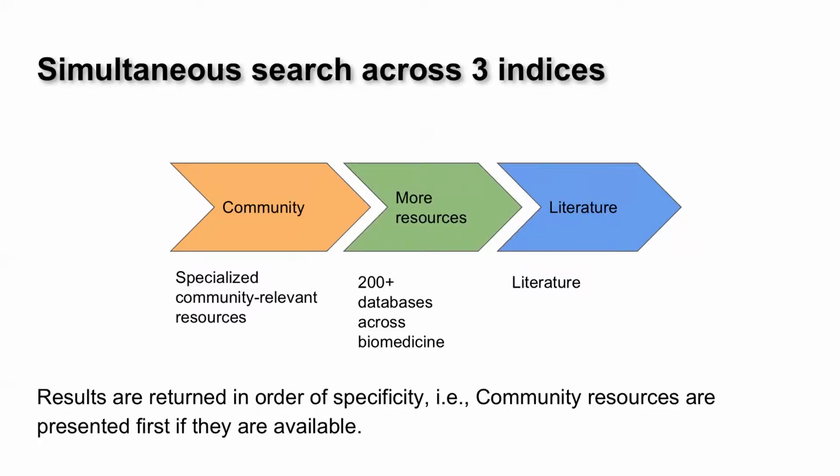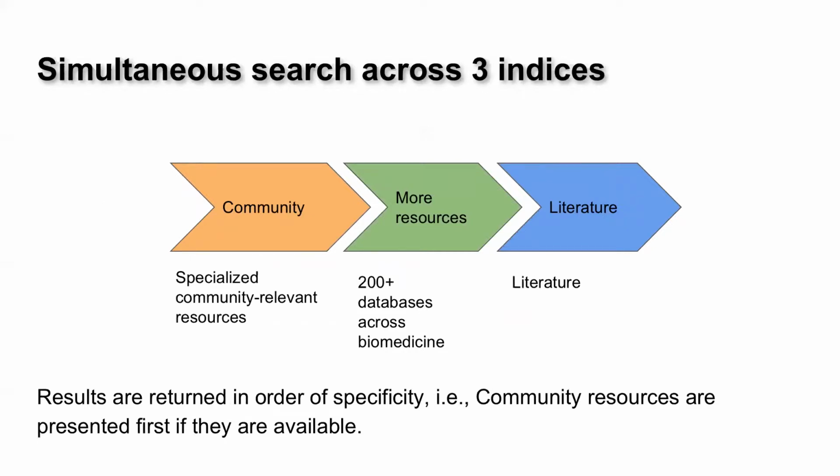And to get started, I'll be talking about 3 different types of information. When we look at the information that the systems contain, we have community information, which is information that's been curated by a community curator or community manager that has information relevant to that community from community-specific resources or types of information. We then have the collection of all resources, and this consists of more than 200 databases across biomedicine. And then we also have the literature in terms of providing search through the literature.